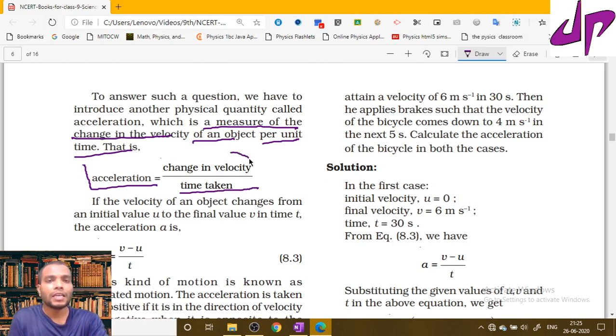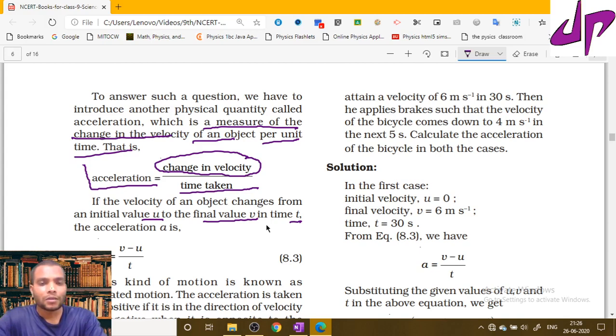So here, change in velocity. How would we represent that? Suppose an object changes from initial velocity u to final velocity v in a time t. You can recall by an example which I discussed in the previous session. Suppose you are starting, so that is your initial velocity. After a certain time, you reach your maximum speed, so that you can take as final velocity.